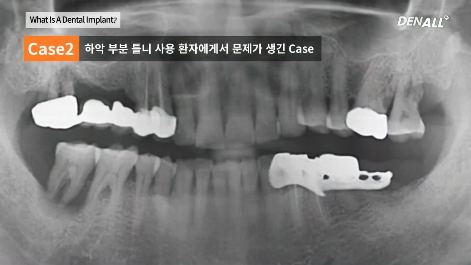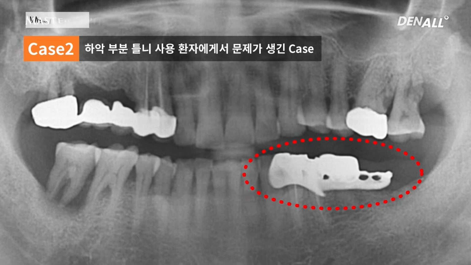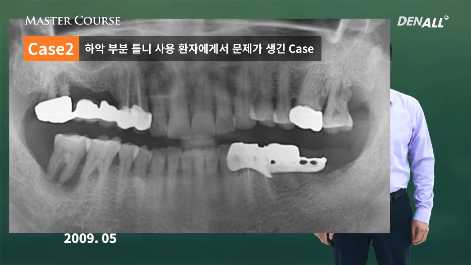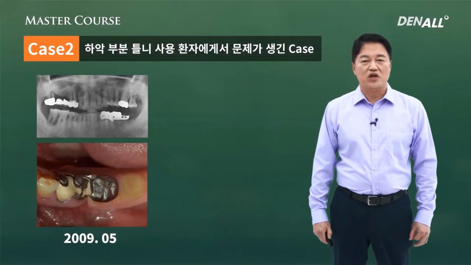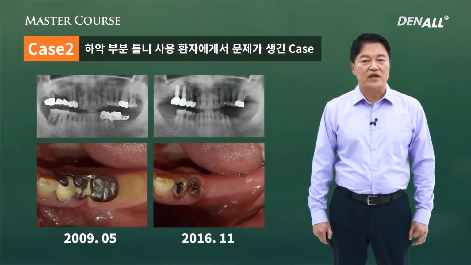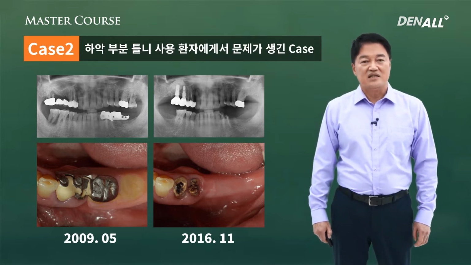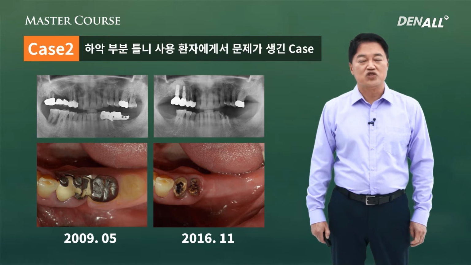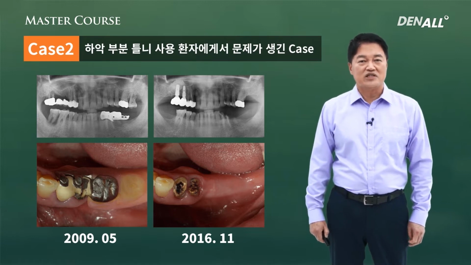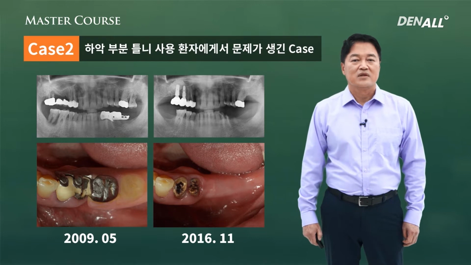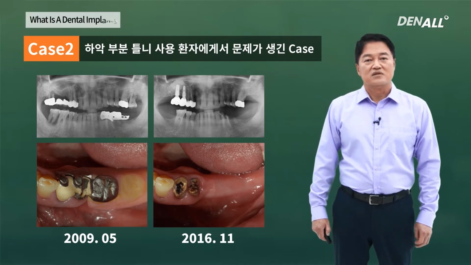Let's look at a second case. In the lower left quadrant, the two molars were missing, and the two teeth on the front, the surveyed crown was used and a partial denture was used. As the patient used this for a long period, a problem erupted in 2009. The patient used it like this, and after 7 years, when the patient came in within the surveyed bridge, there was decementation and caries occurred and retreatment was required.